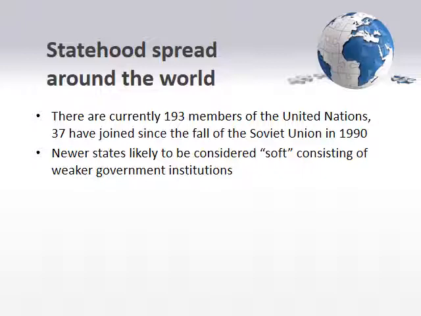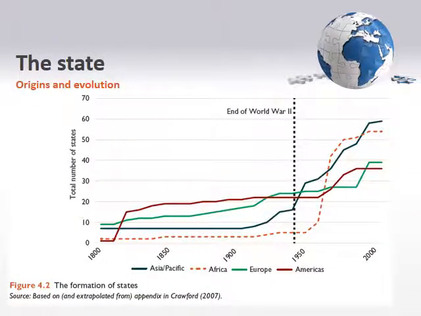Keep in mind that newer states are likely to be considered soft. Their institutions have not developed: their judicial system, criminal justice system, courts, their legislature, the ability to check the power of the executive. These are things that develop over time, if at all. This is just a figure from your textbook that goes over those different waves of state creation.